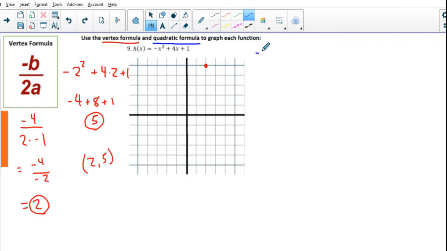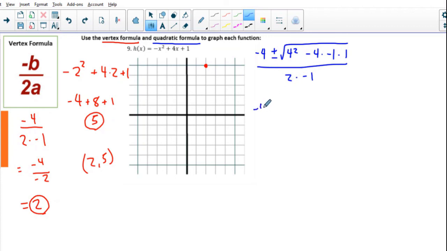That means I'm going to use negative b plus or minus the square root. B squared is, I'll just write it out, 4 squared minus 4ac. So a is negative 1, c is positive 1. This is all over 2a, just like that. Again, we're going to use PEMDAS here to simplify this.